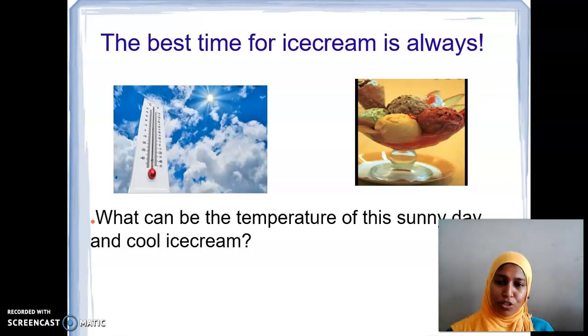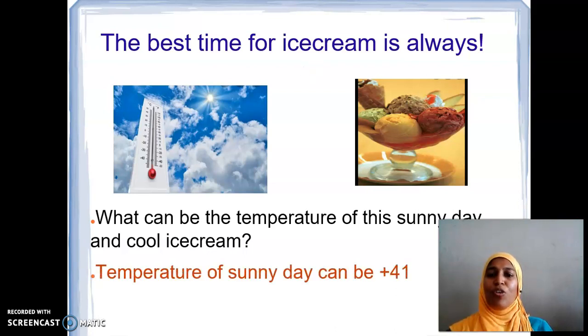So, eating an ice cream gives us happiness on this sunny day. Now, I would like to pose you a question. What can be the temperature of this sunny day and cool ice cream? Many will be popping up with answers. I could hear you all. Well done, children. The temperature of this sunny day can be plus 41 degrees, plus 38 degrees or plus 39 degrees. Whatever you have said is right. Good. Well done.